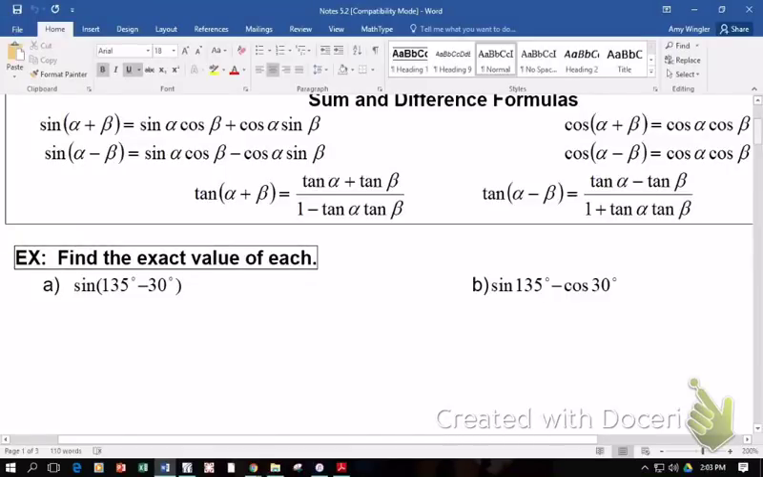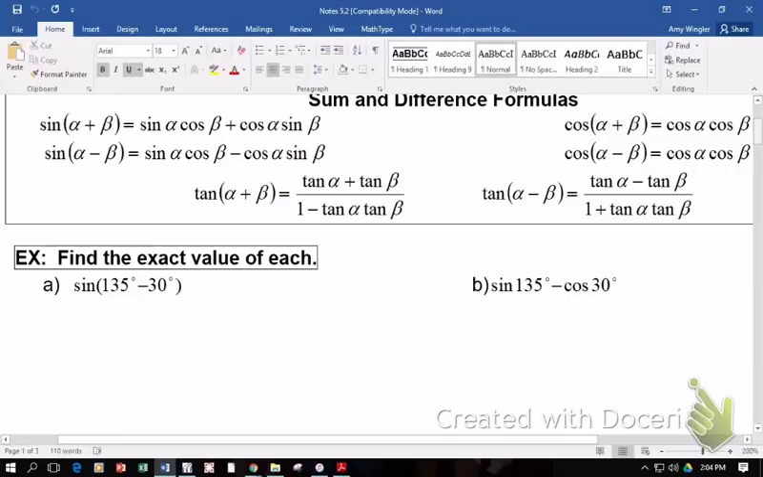Today we're going to start studying the sum and difference formulas. I would add these formulas to your card so that you have them and you can use them in addition to all of the other identities we've been studying. You use the sum and difference formulas just like we have been using the identities. You use them as substitution.